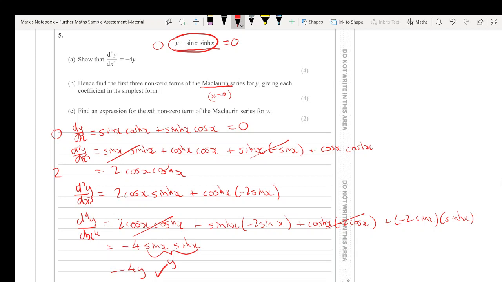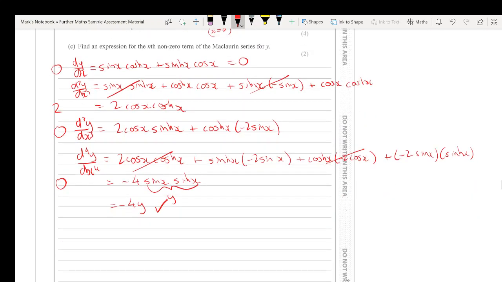Here there's a sine and a sinh, well, they're both going to be 0. In this term it's a sine and a sinh, so that's going to be 0. And then you can see the pattern going on now. So if we continue the pattern, you can see d2y dx squared gives you 2 cos cosh, and then you do the same thing, cos cosh ends up being sine x sinh x with a minus 4 in the front.